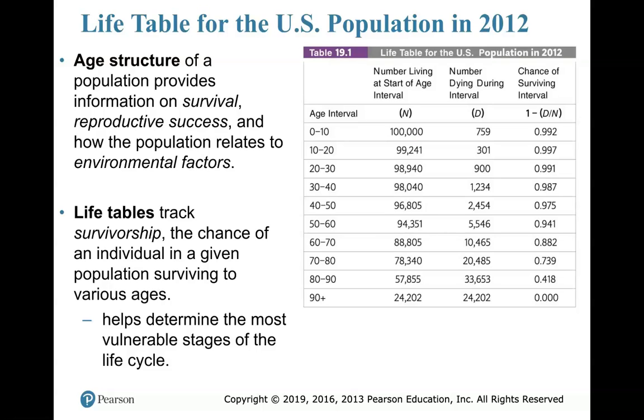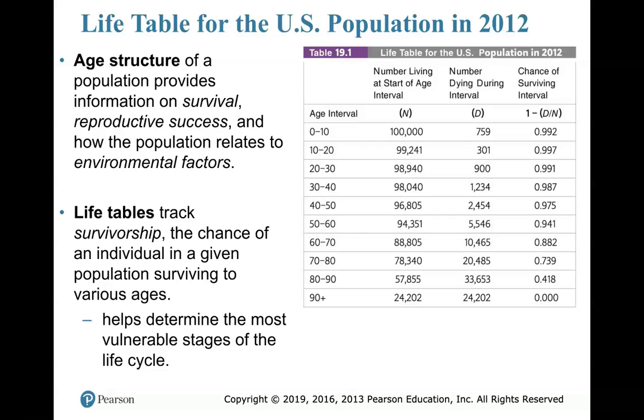Now, I have number of dying during that interval. That's how many people are dying during that age interval. So the chance of survival, now using that equation located at the top, where we use the previous information, I can actually get a chance of that individual surviving in that age range. So that's about a 99.2% chance, if you are between the ages of 0 to 10 years, that you will survive. That's pretty high.